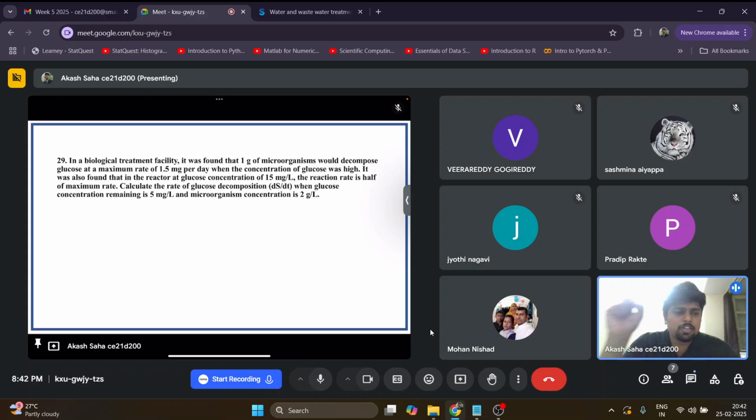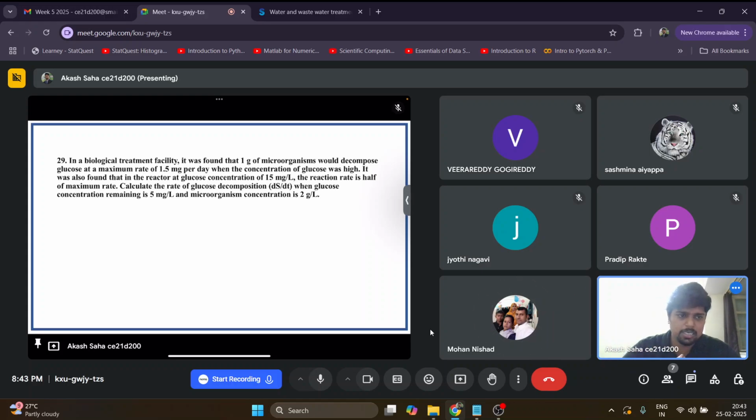So the S value is also given, the substrate value. You have to find out for a substrate of 5 milligram per liter. Glucose is my substrate here, or the food for the microorganisms. And the final microorganism concentration is also given. That is my X. So X is also given.